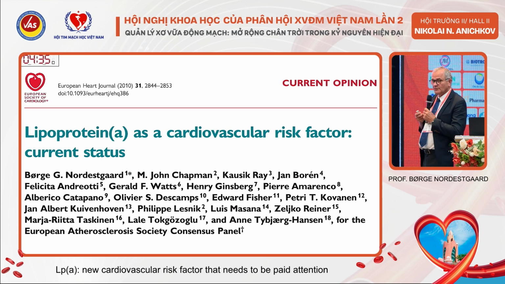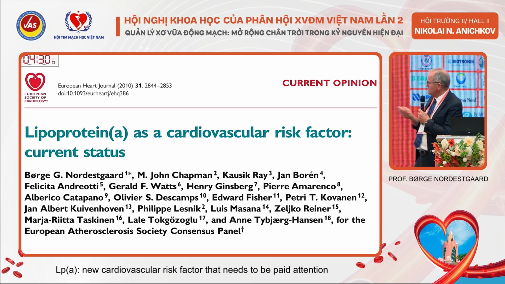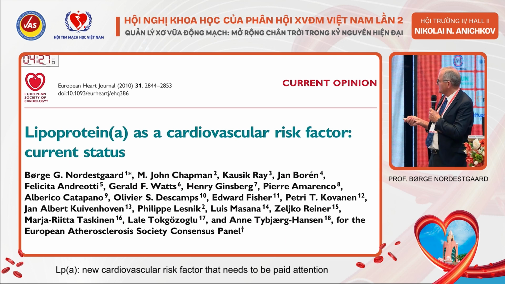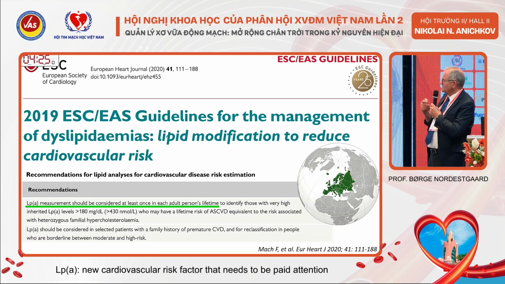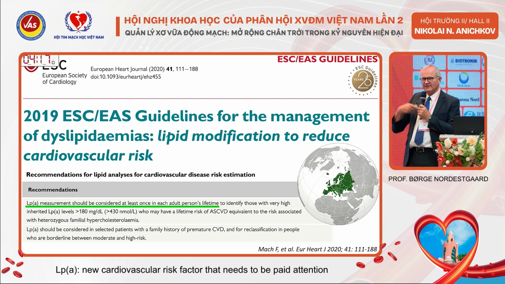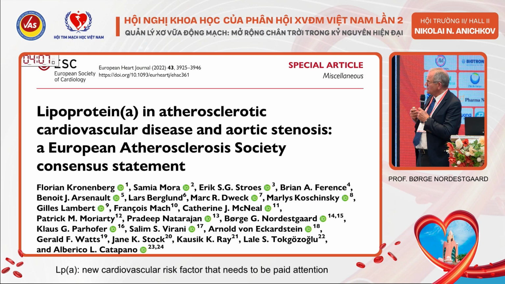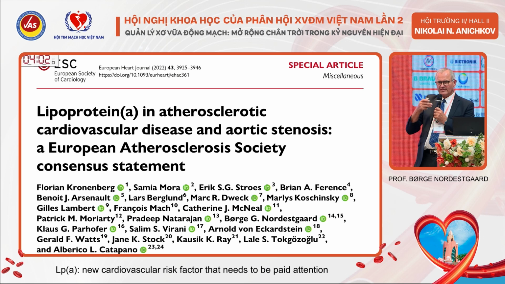Well, we were the first one, the European Atherosclerosis Society, to put out this consensus statement in 2010, and you can see I was privileged to be first author on it. And then later came this one, the 2019 ESC/EAS guidelines for dyslipidemia. For the first time, they say that we should measure Lp(a) once in everybody. We said we should measure it at high risk initially. And then came this latest guidelines or consensus statement, also from the European Atherosclerosis Society, Florian Kronberg, first author, that said, let's do it both in everybody and of course also in anybody with high risk.